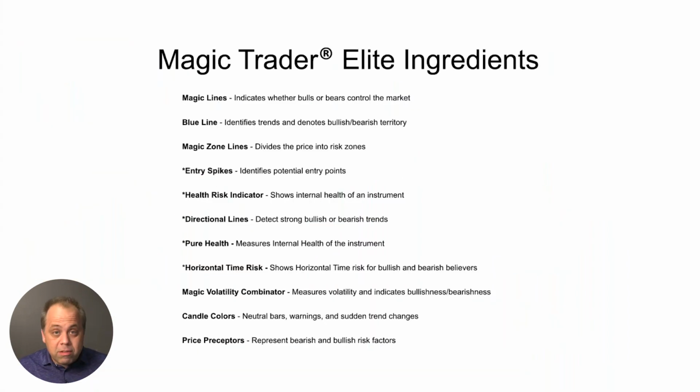This is actually the ingredients that we're going to talk about, the core ingredients, if you would. We're just going to go through them one at a time. We're going to start with magic lines. We're going to go to price preceptors, and I'm going to give you a real clear idea of how everything works. And the one thing that I really like about the Magic Trader as I'm going through it is it gives you very, very clear ideas in terms of what to look for in a different stock and how to interpret them.